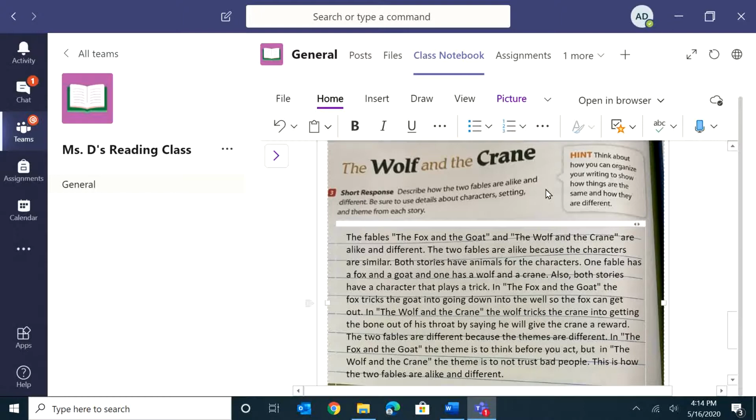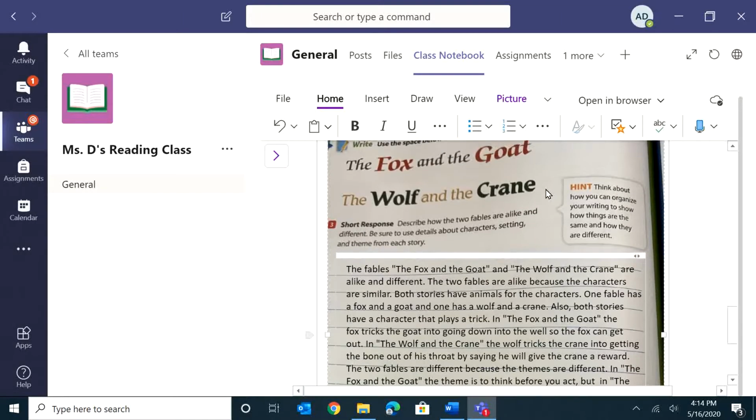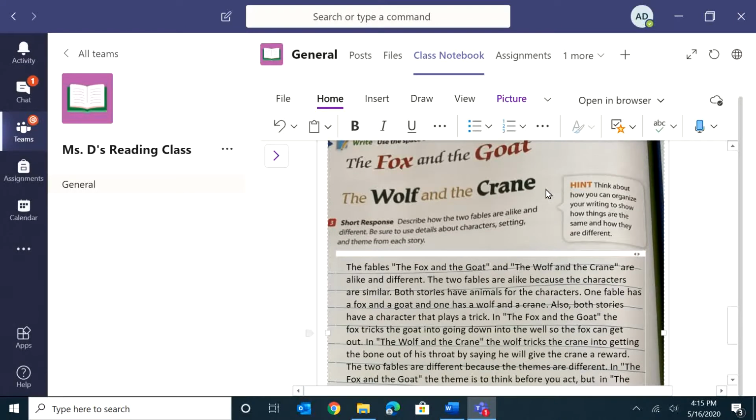Now that you know how to do The Fox and the Goat and The Wolf and the Crane, you should be able to do the rest of your pages in your Ready Common Core book that are on comparing and contrasting two stories. And that's it for this lesson with Miss D.